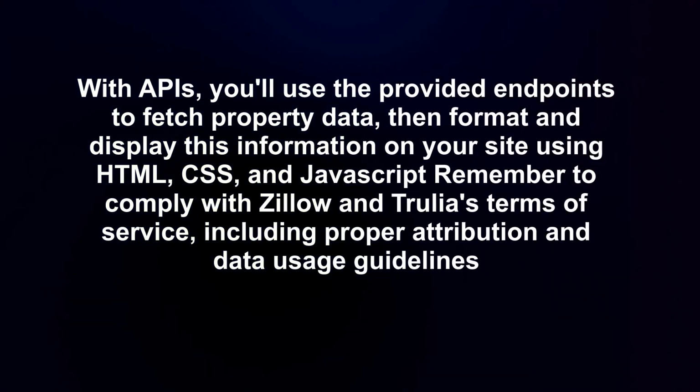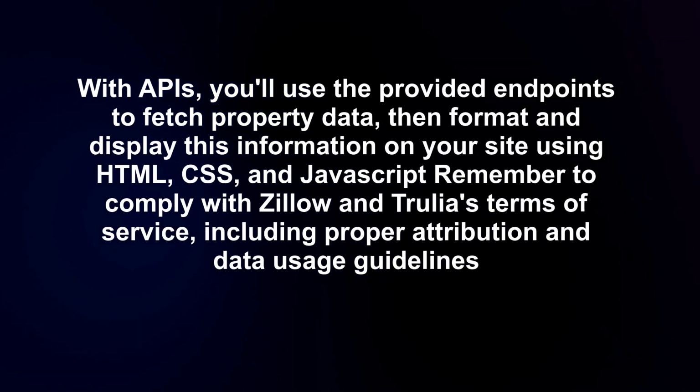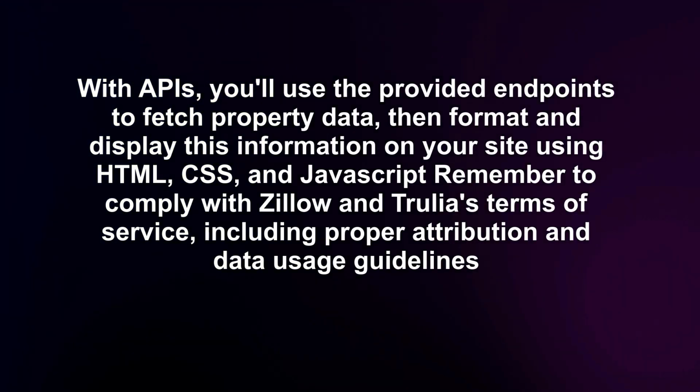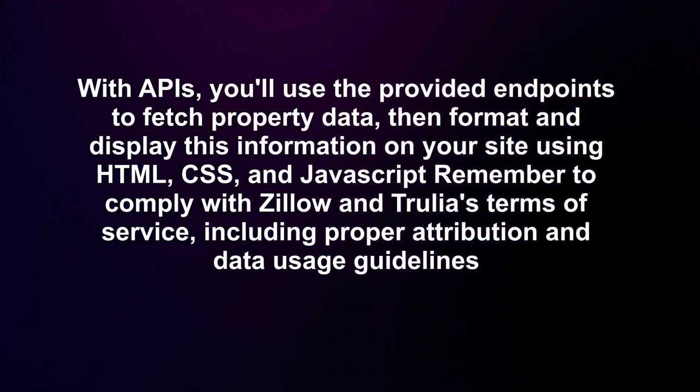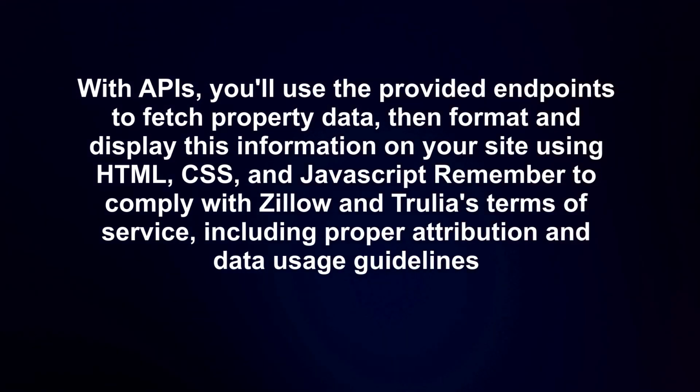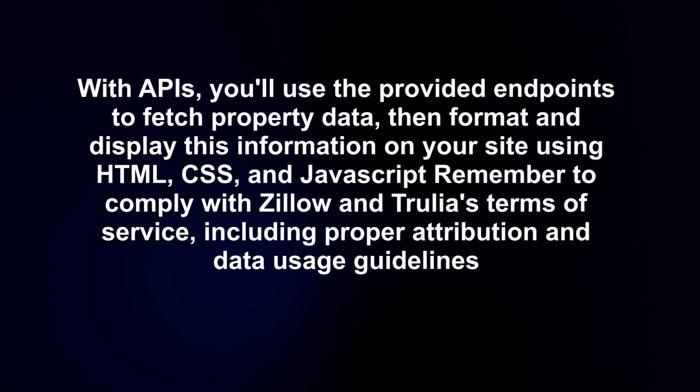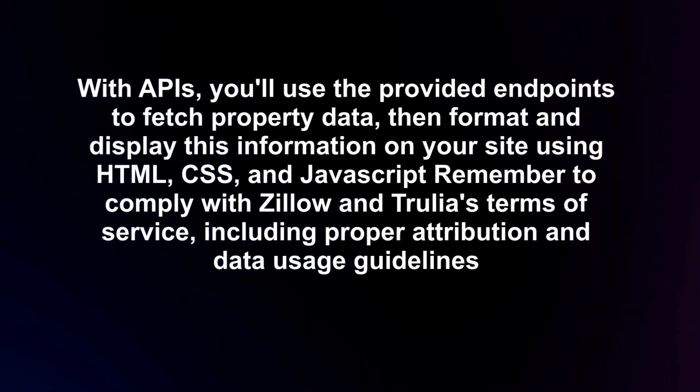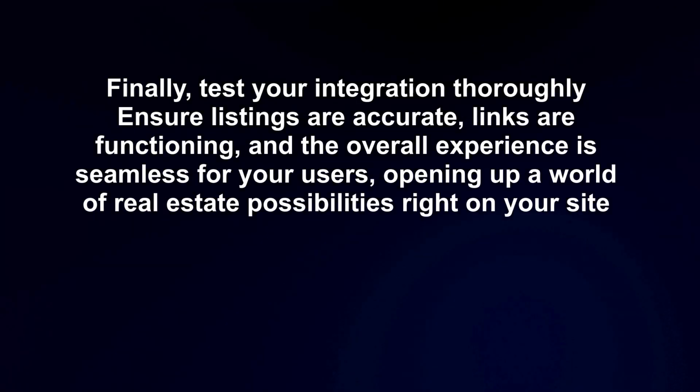With APIs, you'll use the provided endpoints to fetch property data, then format and display this information on your site using HTML, CSS, and JavaScript. Remember to comply with Zillow and Trulia's terms of service, including proper attribution and data usage guidelines. Finally, test your integration thoroughly.